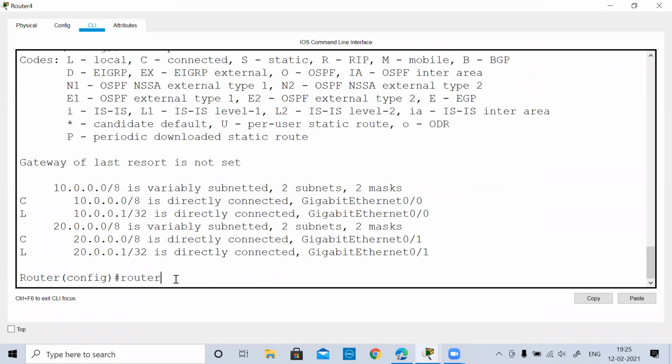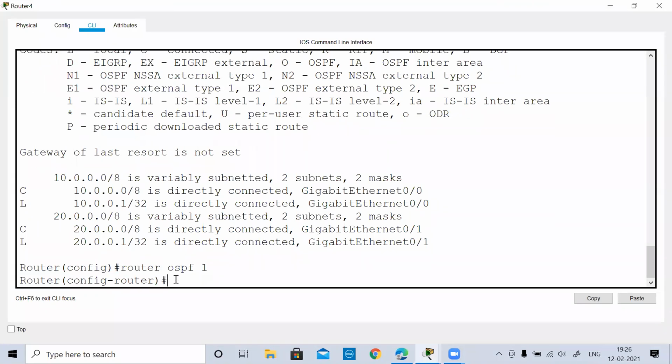As soon as I write router ospf followed by any process ID you can give, let me give it 1 and hit enter. So you have started the hello packet information. The neighborship things will start now one by one. I have to just tell about my networks, what networks I have. So I have the 10.0.0.0 network followed by the wildcard bits. The way we understood yesterday for EIGRP, the wildcard bits over here you have to take as the complement of your subnet mask. So you had 255.0.0.0, so the complement would become 0.255.255.255.